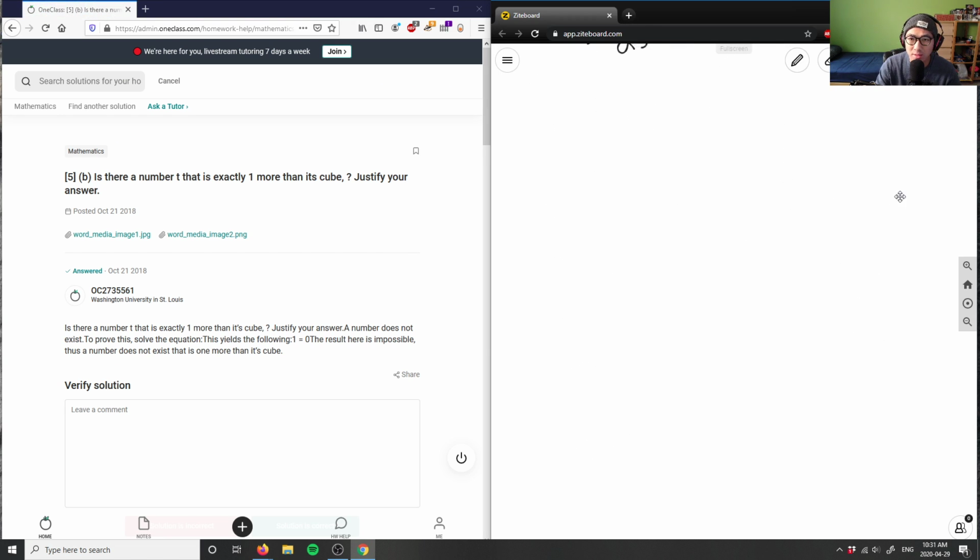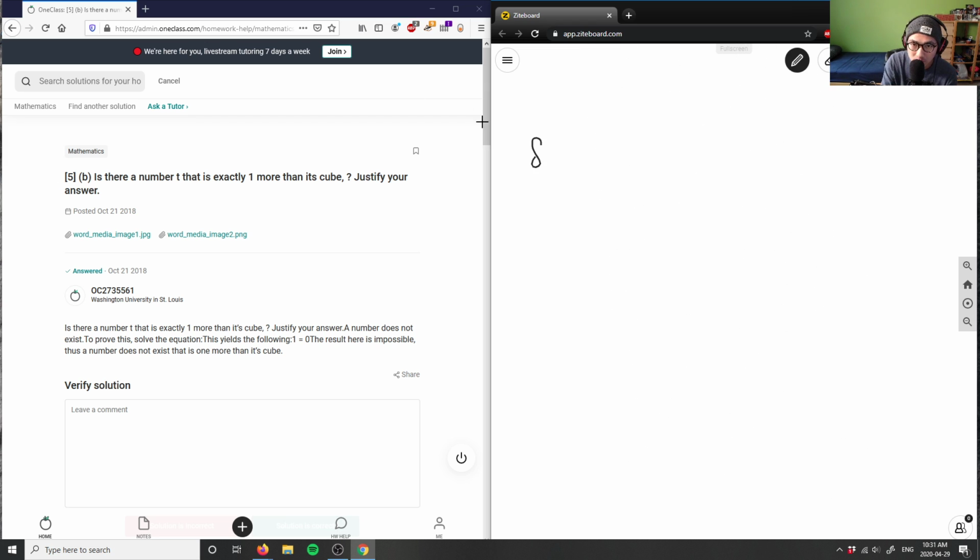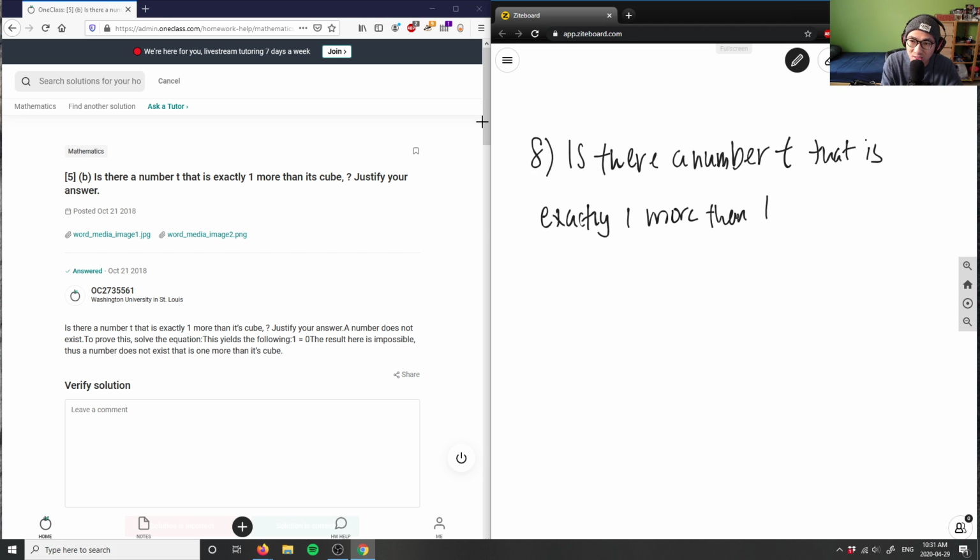Okay, that's number 7. This is number 8. It says, is there a number t that is exactly 1 more than its cube? Justify your answer. So if there's a number t, let's assume it's 1. If t equals 1, then t cubed is 1 cubed, which is simply 1, right? And I want a number that's exactly 1 more. So 1 clearly doesn't work, because it's not 2. So what if I tried 2?